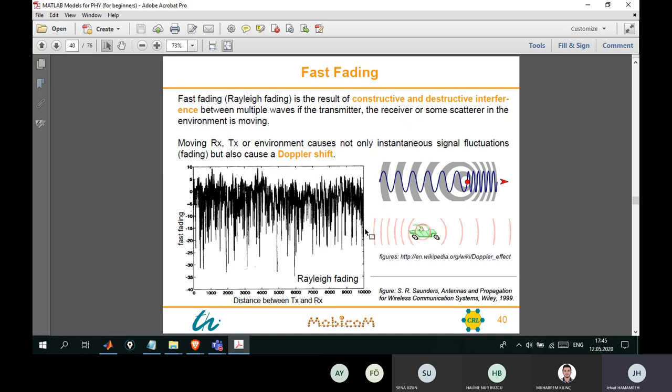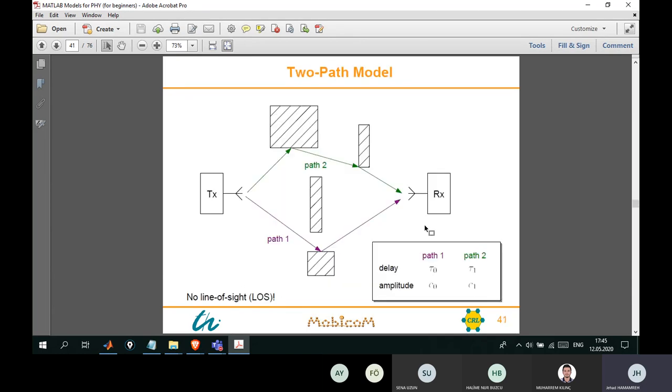And we talked about the fading due to Doppler. When you move with a car, what happens? You create Doppler: the frequency changes, there is a frequency shift.